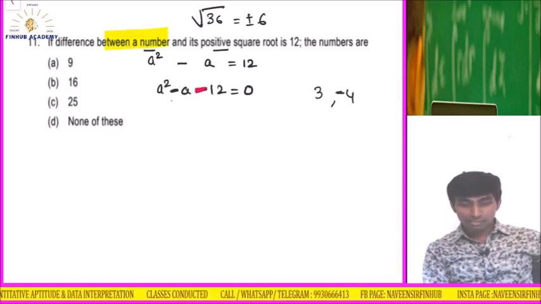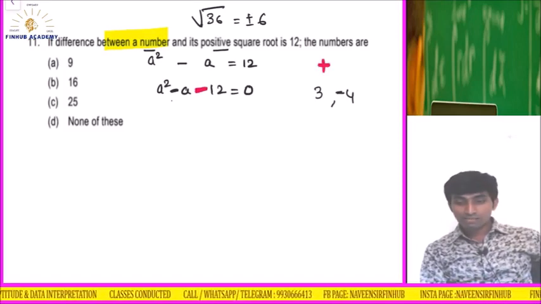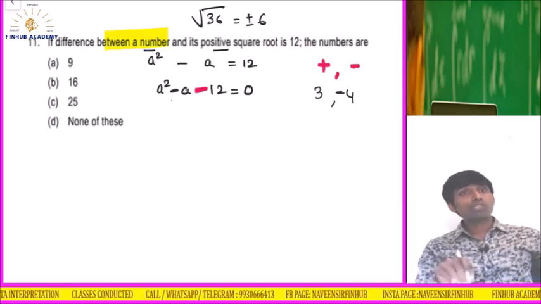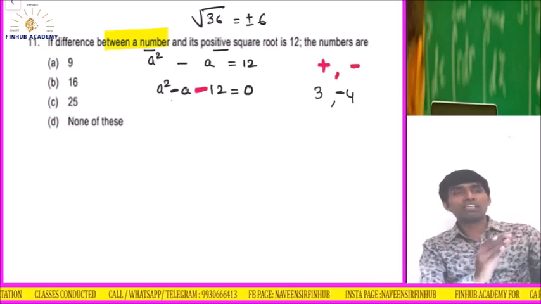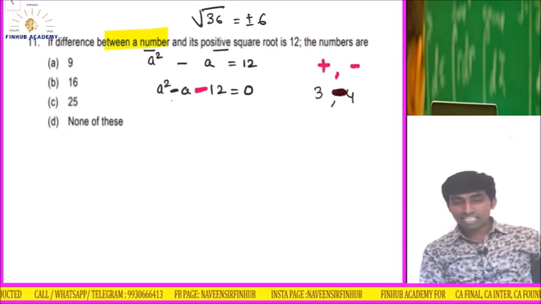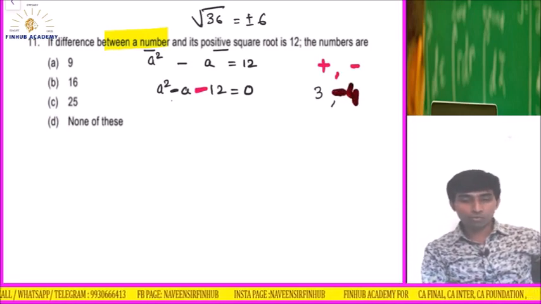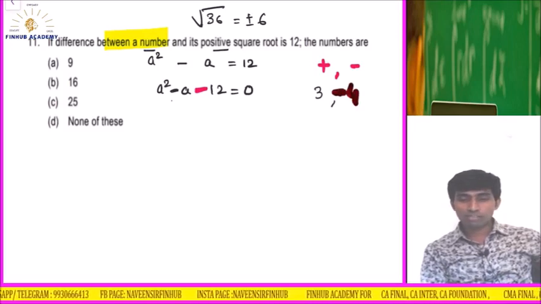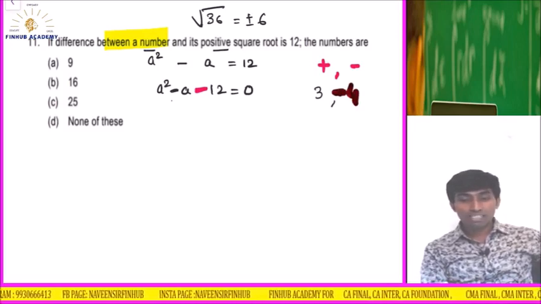Understand this. If it is minus here, one factor is plus, another one is minus. Which will be plus, which will be minus? Go to the middle term. The middle term is minus. That means the bigger number is minus. Give the sign of the middle term here. So this will be minus 4 and that will be plus 3. You can cross verify also. So obviously, please understand.